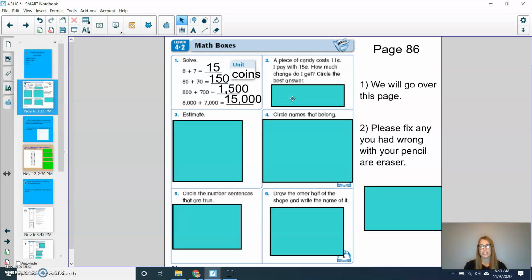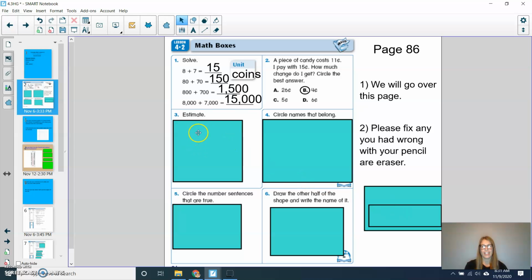For question number 2, a piece of candy costs 11 cents. I pay with 15 cents. How much change do I get back? Circle the best answer. So I need to think, if I start at 11, how much more to go from 11 to 15? And the best choice would be B, 4 cents.